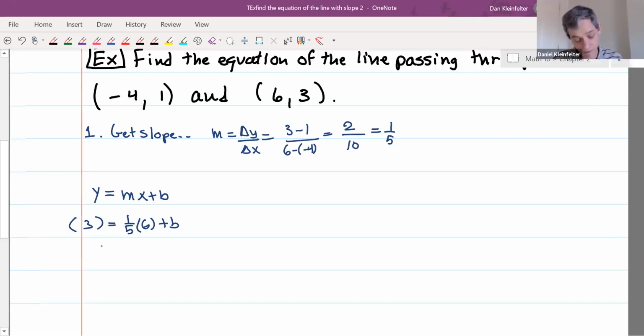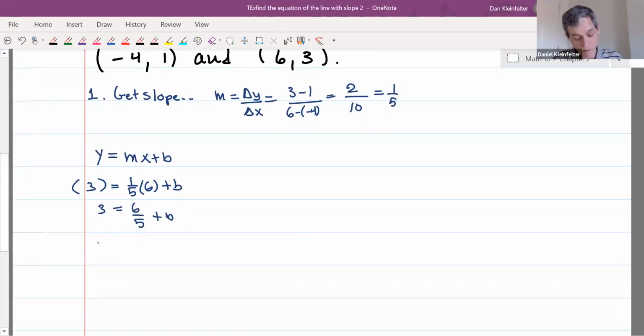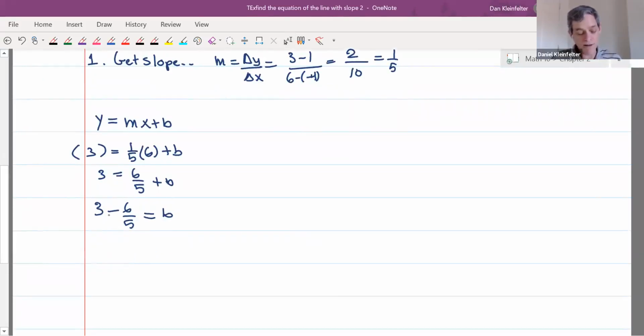Okay, so we're solving for b. So 3 is equal to 6/5 plus b. We need to subtract 6/5 from both sides. A little mental math here. 3 is 15 fifths. 15 fifths minus 6 fifths is 9 fifths. So putting together the pieces, y will be (1/5)x + 9/5.